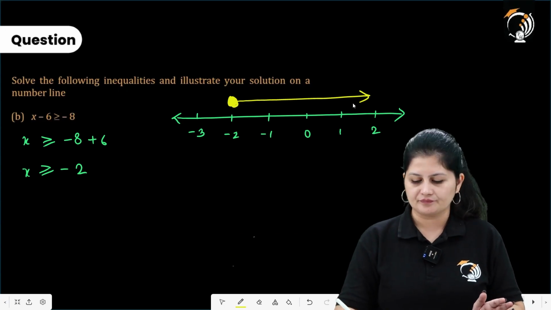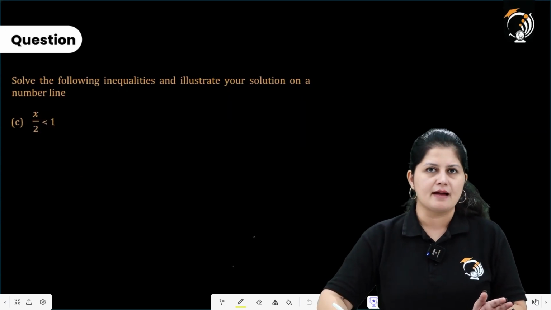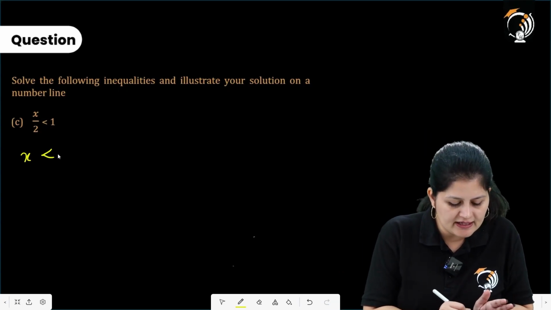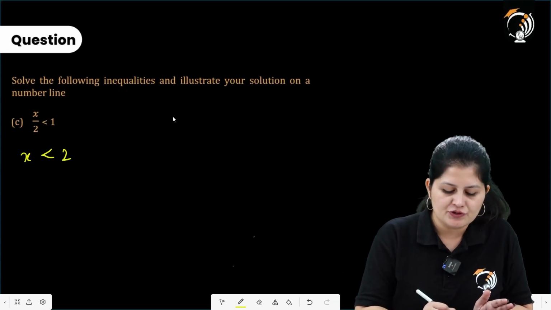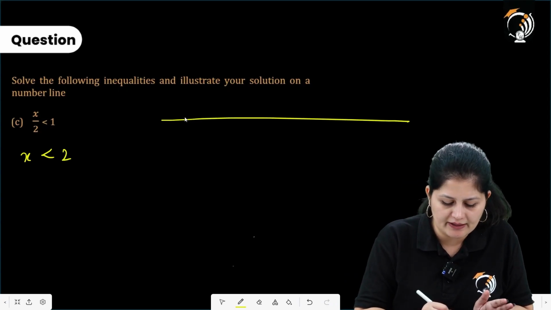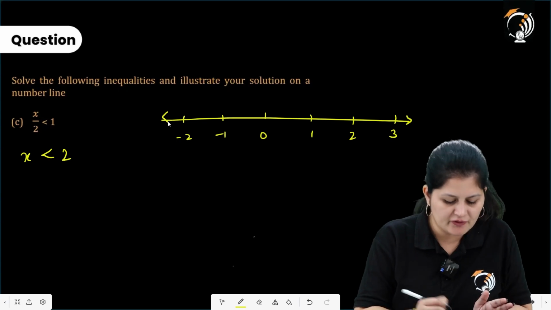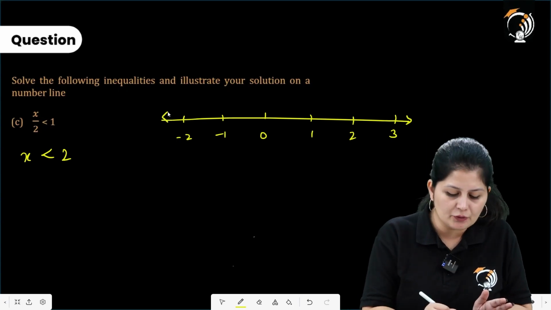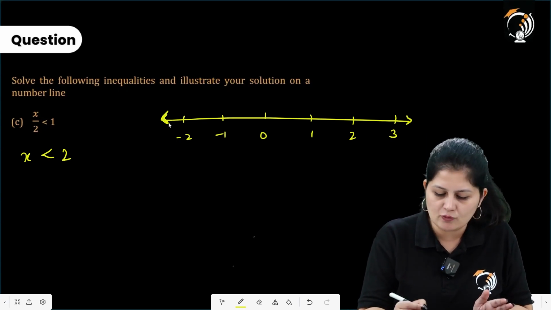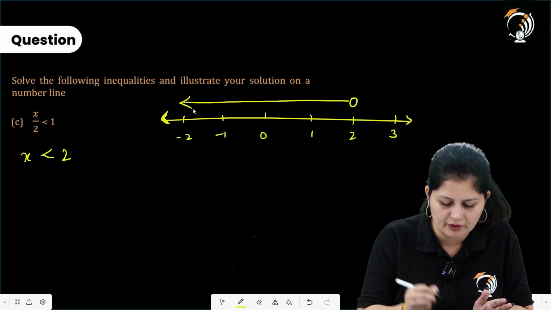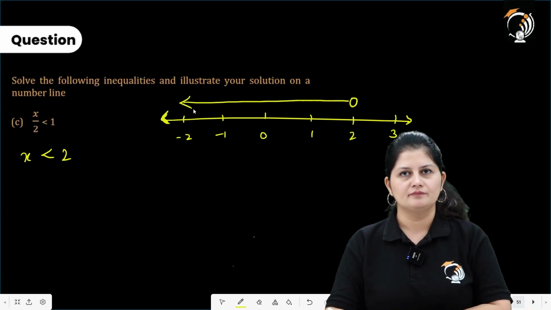Clear? Moving to the next example, which says x over 2 is less than 1. On that note, we can say that x is less than 2. While plotting it on the number line, as we are talking about the numbers less than 2 and there isn't any equal to sign, we are going to make a hollow circle or an open circle here, and we will be including this particular part. Is that clear?